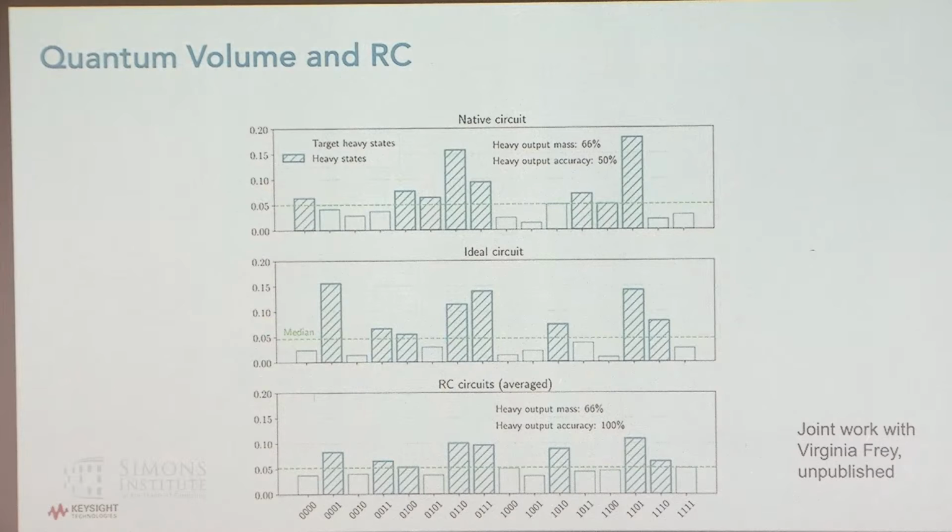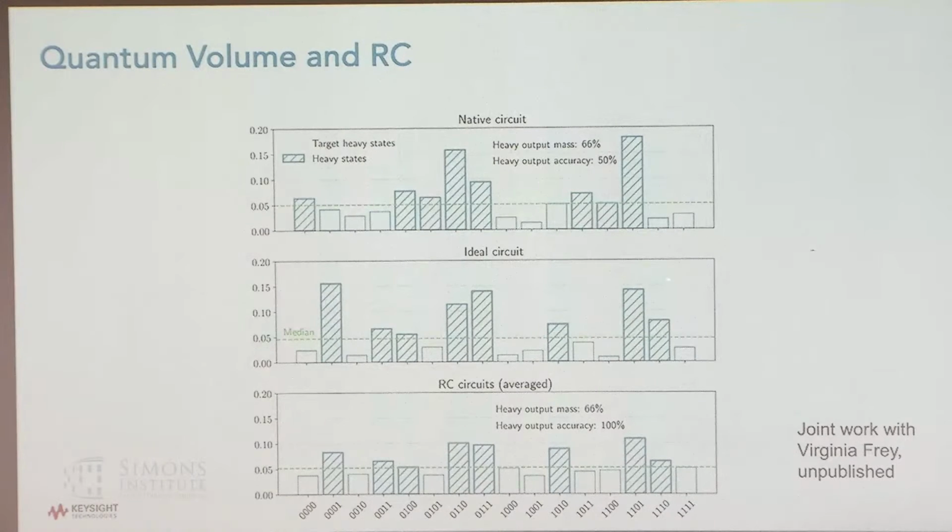Here's some nice numerical results that are unpublished with my wife, Virginia Frey. We were looking at the quantum volume and showing how randomized compiling would help with quantum volume, which is, of course, a canonical random circuit. And this is the ideal circuit, which you use to compute these heavy output probabilities, which are highlighted with the dashed blue. And that tells you these are the heavy output bins. And then the native circuit, of course, is going to deviate from the ideal because of errors.